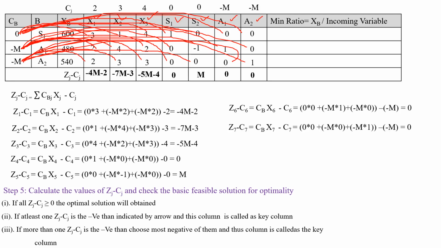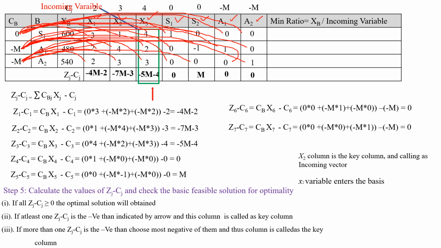Here observe that the Zj minus Cj values are negative for the X1, X2 and X3 variables. So among these values, we have to select the most negative value, and the respective column is the key column. Here -7M minus 3 is the most negative value, for the X2 column. So the X2 column is the key column and the X2 variable is the incoming variable. So the X2 variable enters the basis.